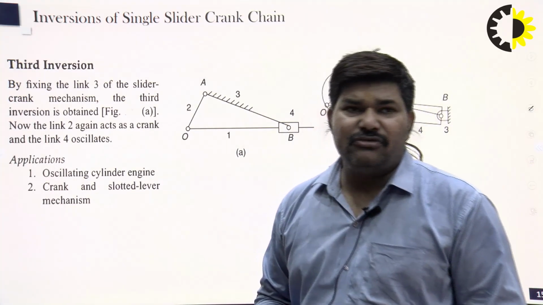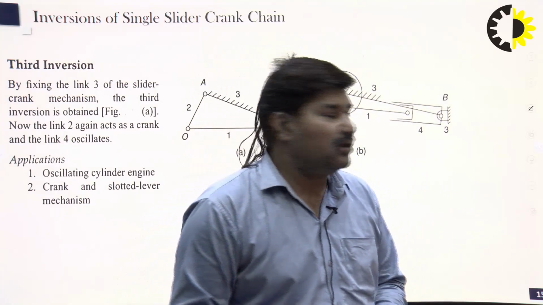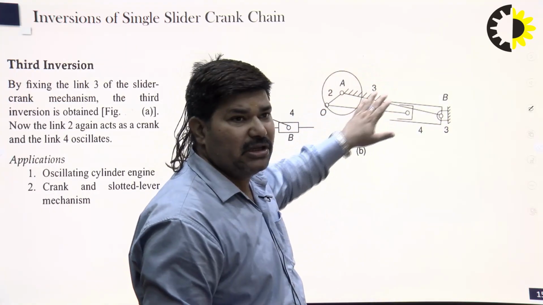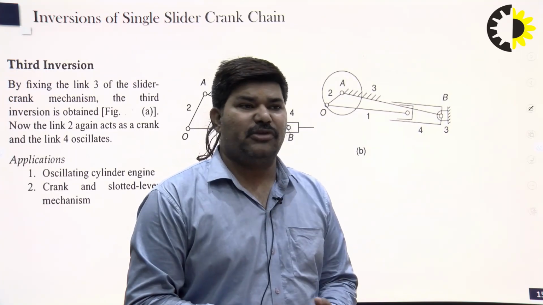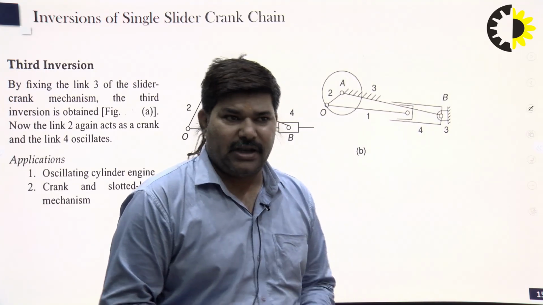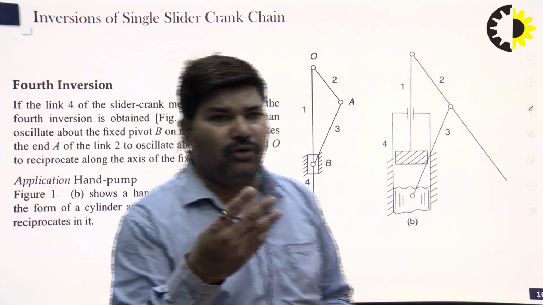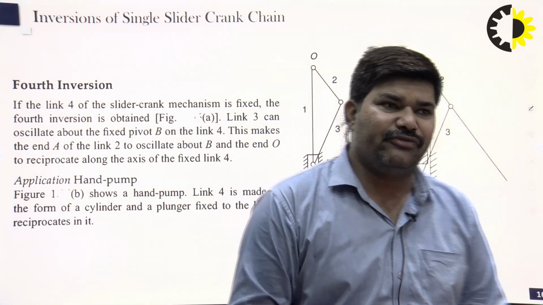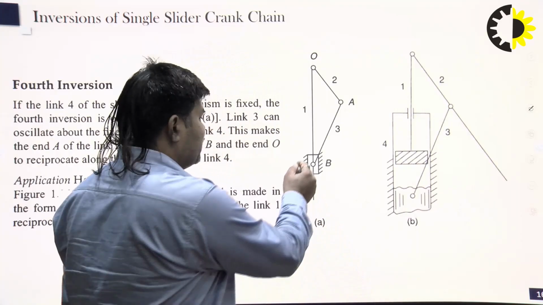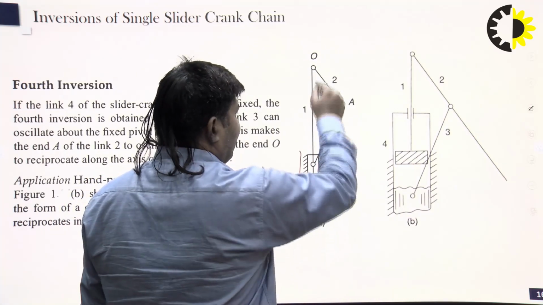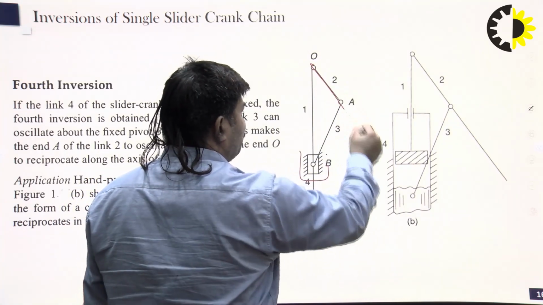Again, the third inversion is obtained by fixing link 3. The applications of this type are the oscillating cylinder engine and the crank and slotted lever mechanism. And the fourth inversion is where link number 4 is fixed. So you can see here that link number 4 is fixed, right? And the movement of this also extends the link OA.